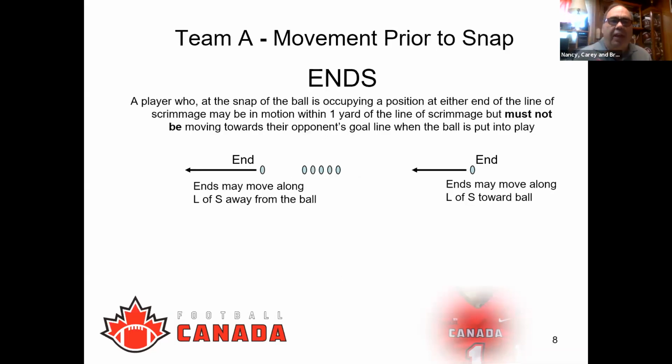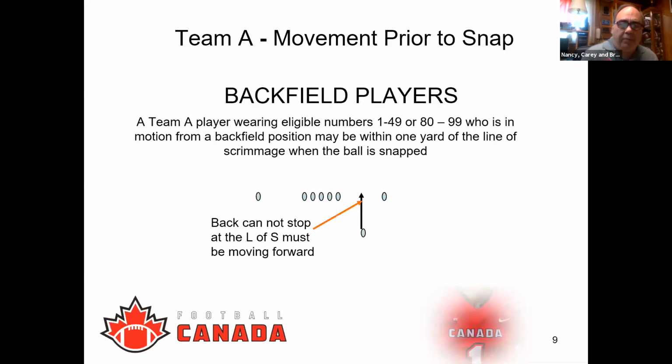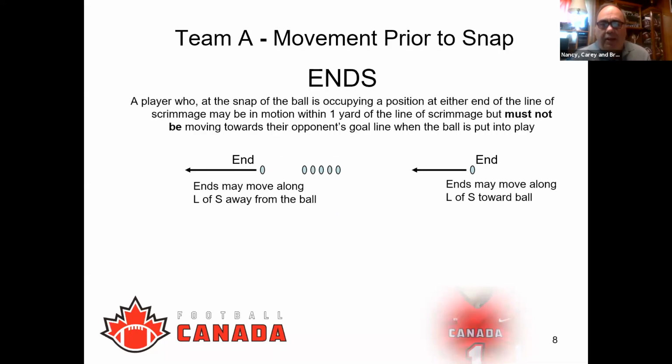A player who at the snap of the ball is occupying those end positions cannot be moving forward. They can move laterally away from the line, parallel to the line, or towards the line, but they can't be moving forward. And this is what this slide is telling us here. So you see the end is moving outside, and then the end on the right is moving towards the block of 5. That's legal, but they can't be moving forward.